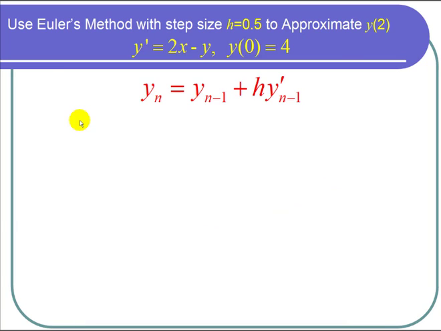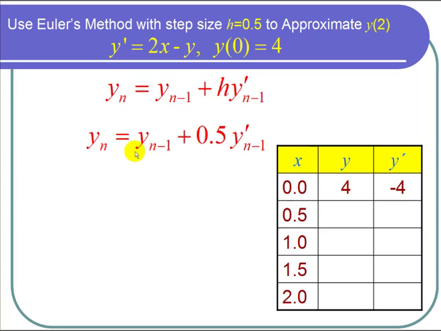So the formula for that is that to get to our new y value, we're going to take our old y value and add our h, our amount we're moving along the x direction, times the slope, or the derivative. So our h is 0.5, so I plug that in, and I'm going to draw a little table. Notice that we're given that y of 0 equals 4. So if x is 0, y is 4, and then I plug (0, 4) into the y prime equation, and I get 2 times 0 is 0, minus 4 is negative 4.